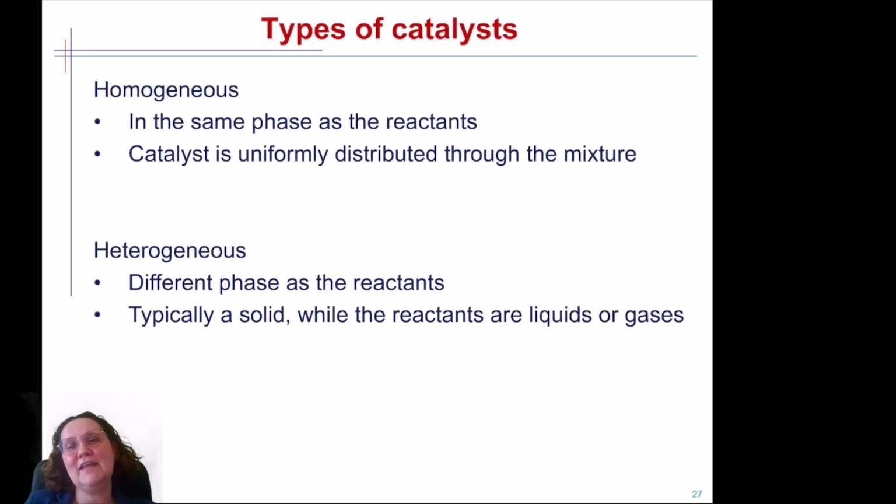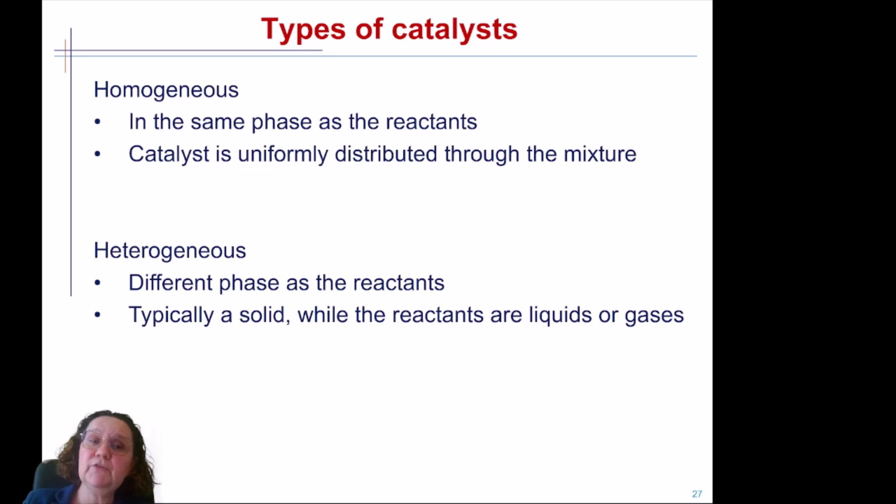You can define catalyst in homogeneous and heterogeneous. In the previous slides, I've shown you examples. I talked about the platinum finely divided, the nickel finely divided, the metal powder as a meeting place of the reagents. That's what we call a heterogeneous catalyst. It's in a different phase of the reactants. Typically a solid, while your reagents are liquids or gases.